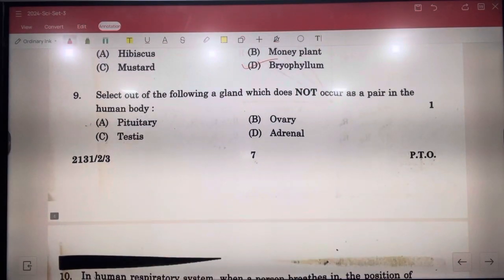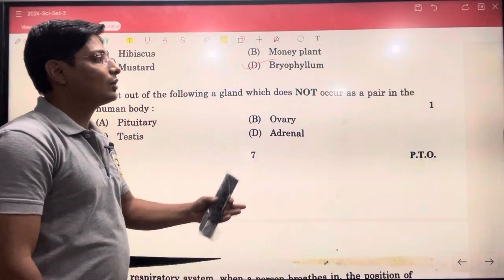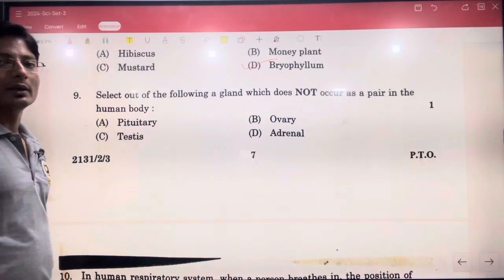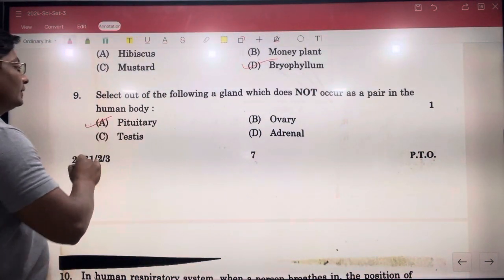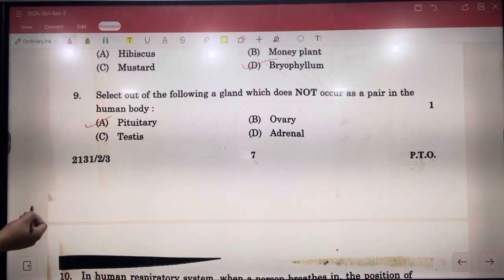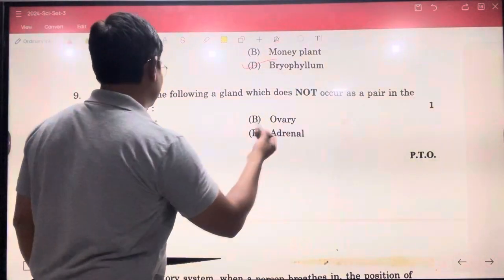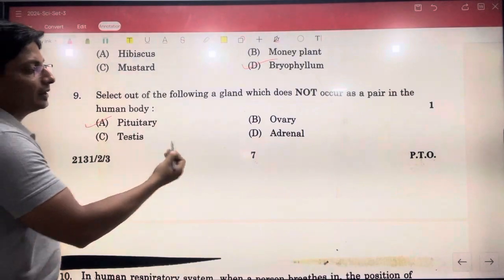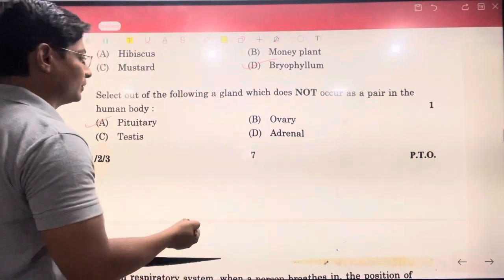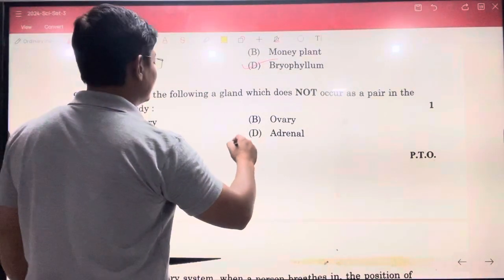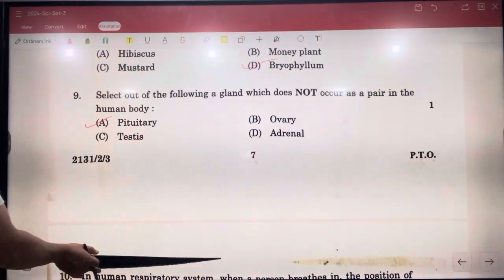Fine. Then select out of the following a gland which does not occur as a pair in the human body. So pituitary gland, it is only a single gland which is present in the head. Then ovary occurs in pair in female. Then testis occurs in pair in male, and adrenal glands occur both in male and female on the kidneys, one on each kidney. Okay. So therefore the correct option is only the pituitary gland.